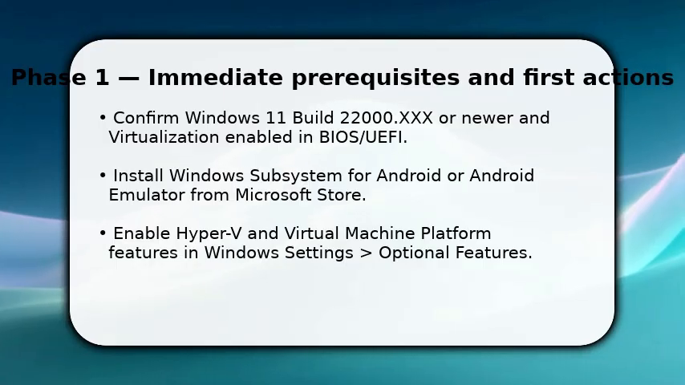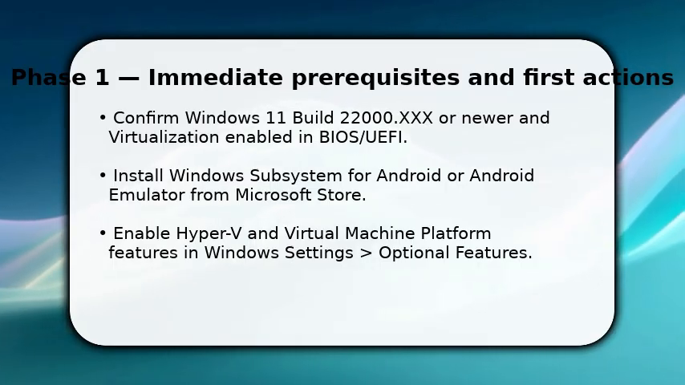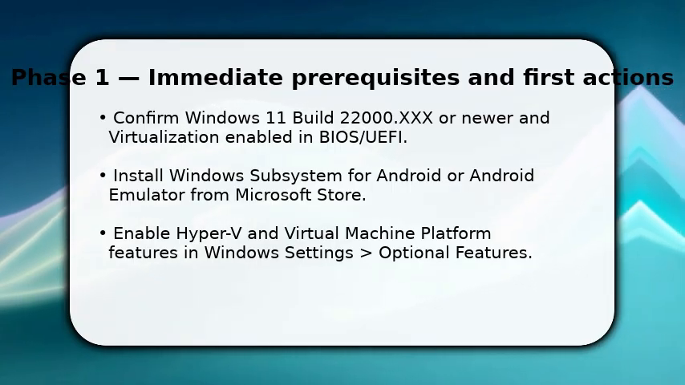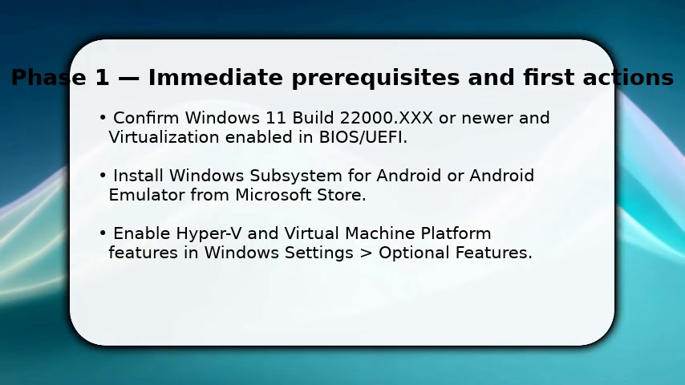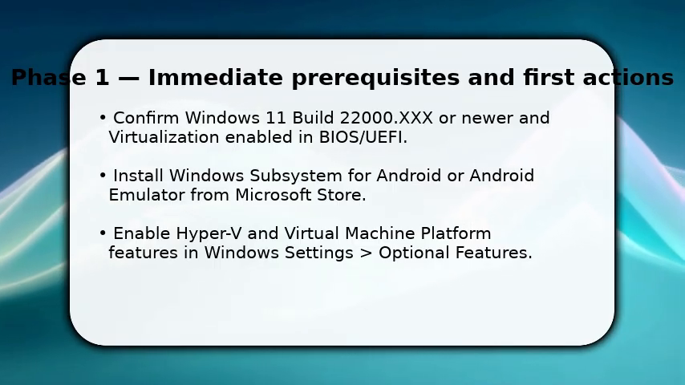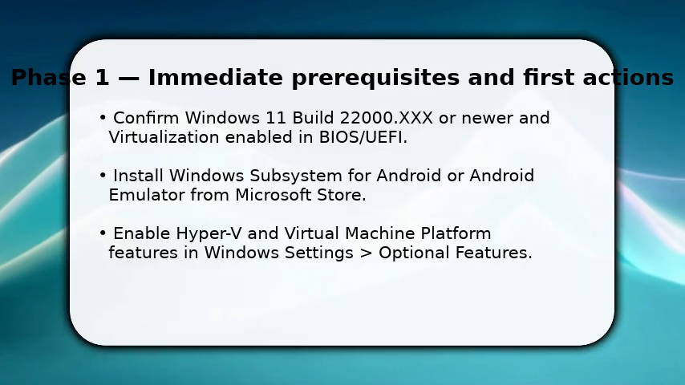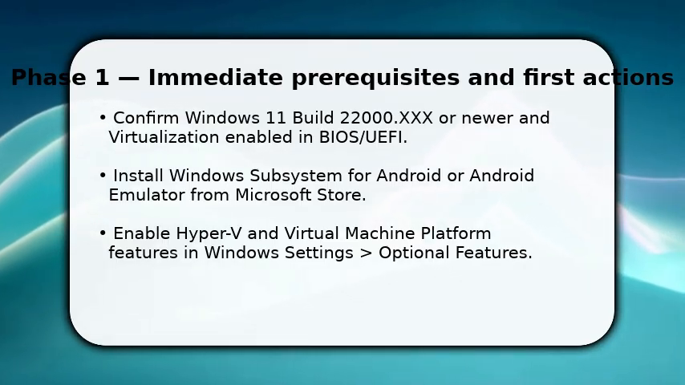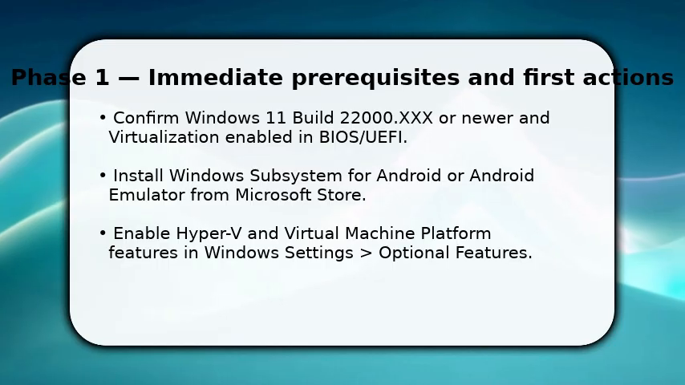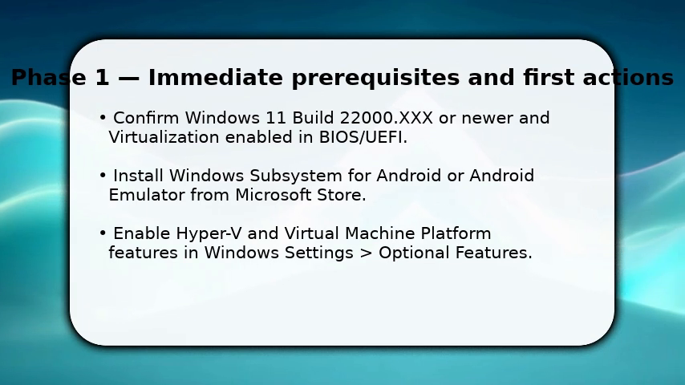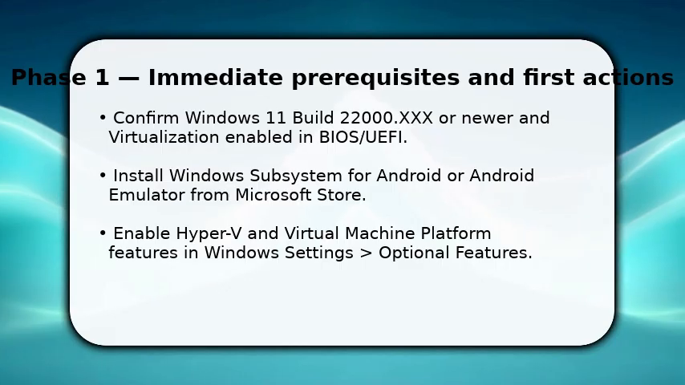You start by validating system requirements. Confirm your Windows 11 build and enable CPU virtualization in BIOS. That allows virtual machines to run. Next, install the Windows subsystem for Android or the Android emulator from the Microsoft Store. This provides the Android runtime. Once done, turn on Hyper-V and the virtual machine platform in optional features because they host virtual devices. Restart when prompted. Make sure drivers are current so the emulator can access GPU and networking without errors.